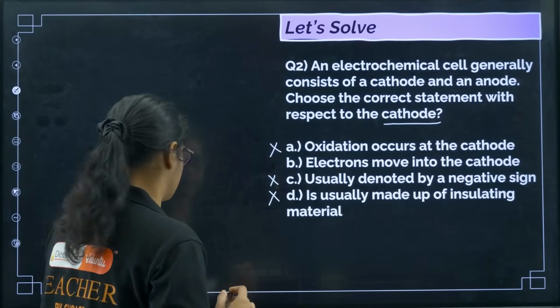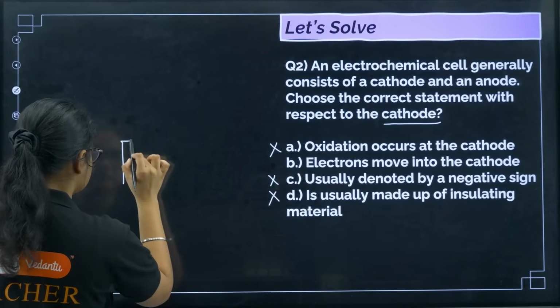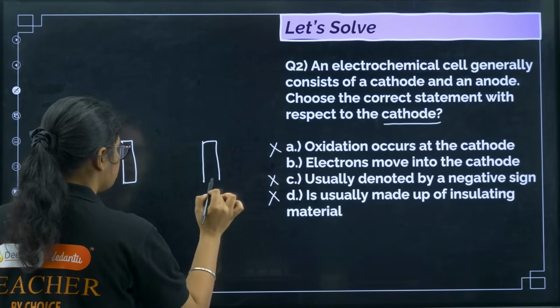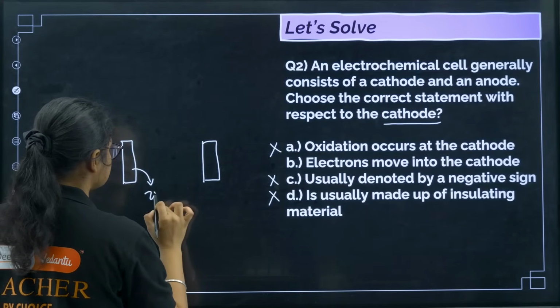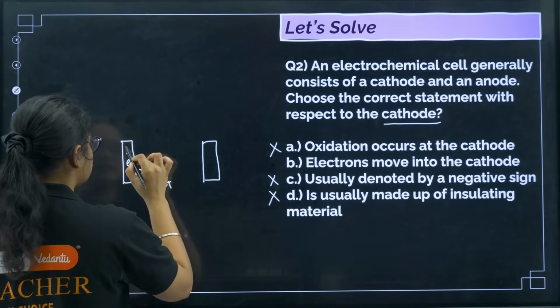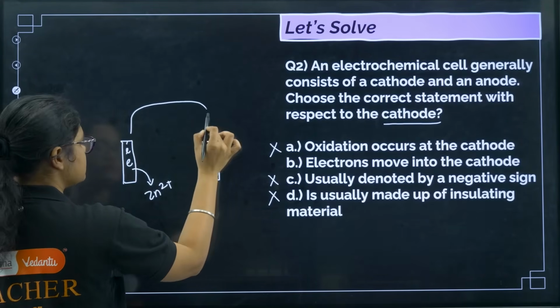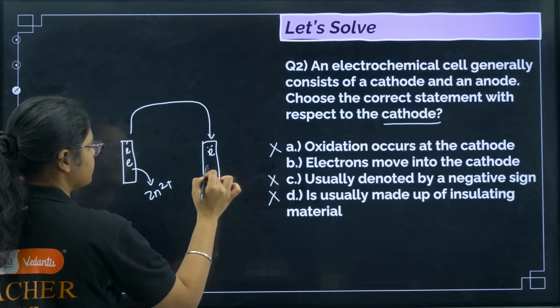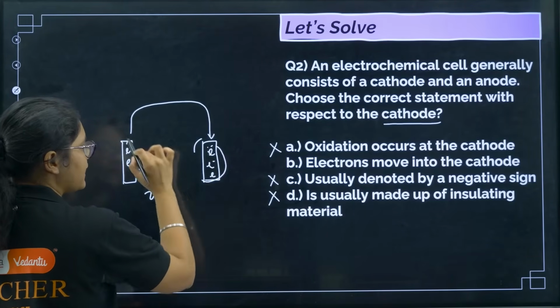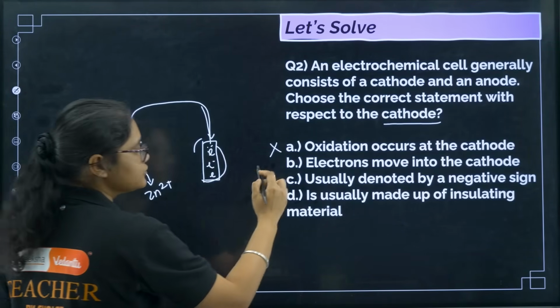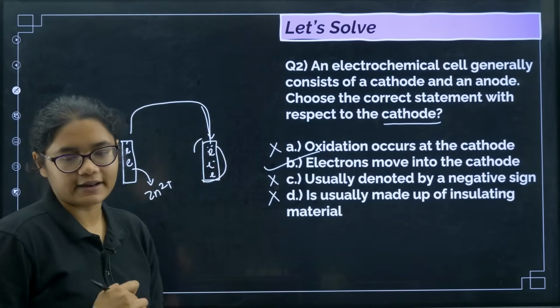So if you have seen here, what happens in case of zinc and copper, what we observed, zinc came out as Zn2+, right? It released the electrons here. Now these electrons moved and entered this surface, right? So cathode is something where the electrons are entering. So that is why here B is the correct answer.